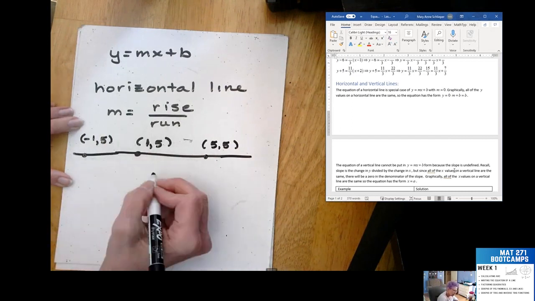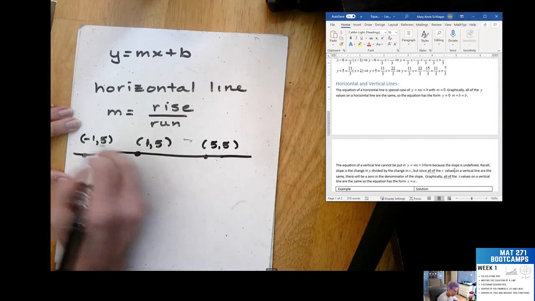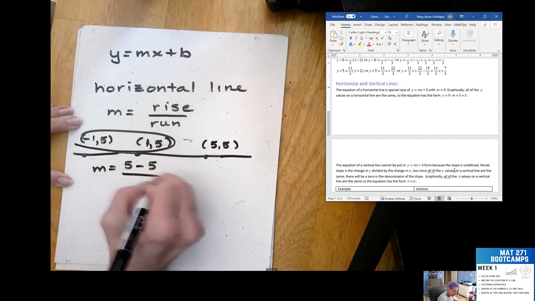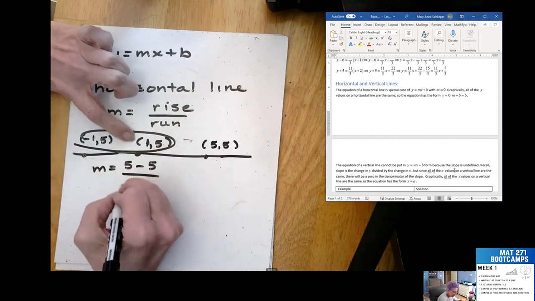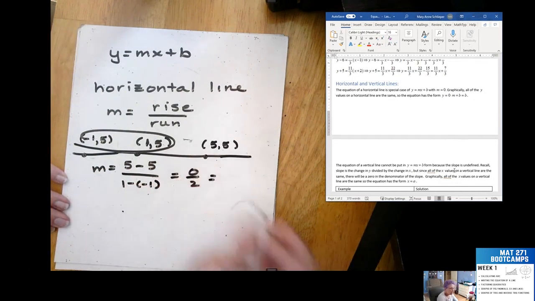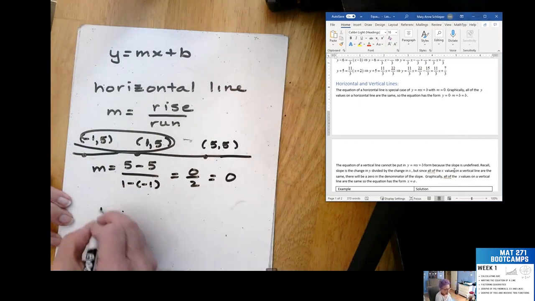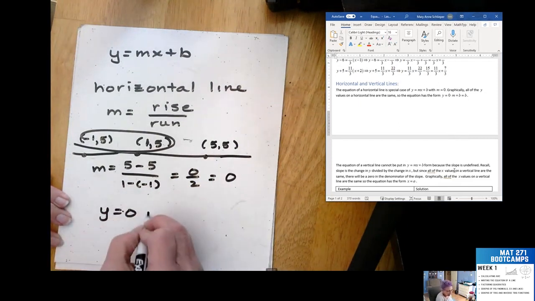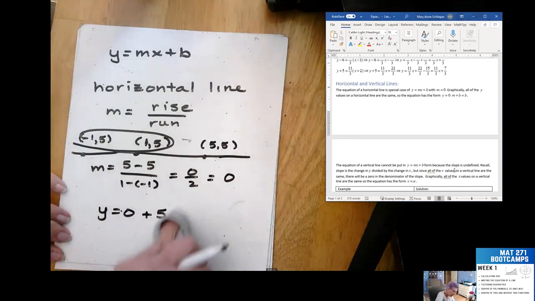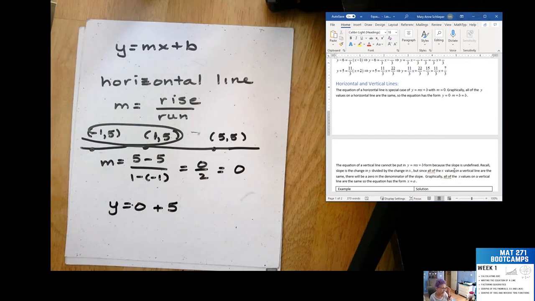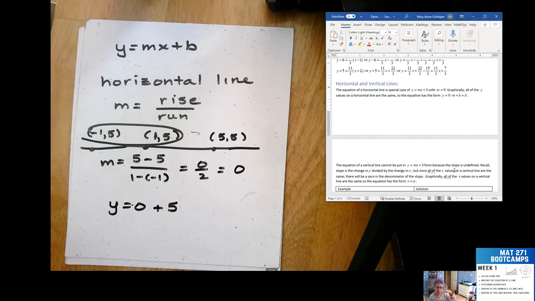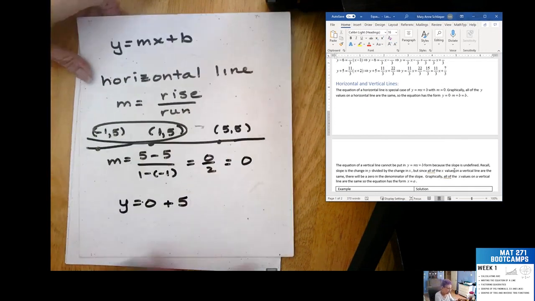So if you did the change in the y coordinates, we'll just go with these 2 points, 5 minus 5 over the change in the x coordinates, 1 minus -1, gives you a slope of 0. So y equals 0 plus 5. Whatever point it goes through, y is equal to that point. And it makes sense because it has 0 slope. It's a flat line. It's not going up, it's not going down.